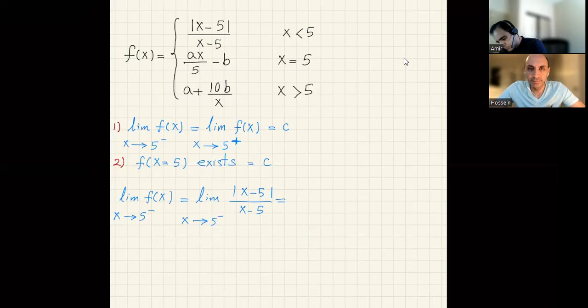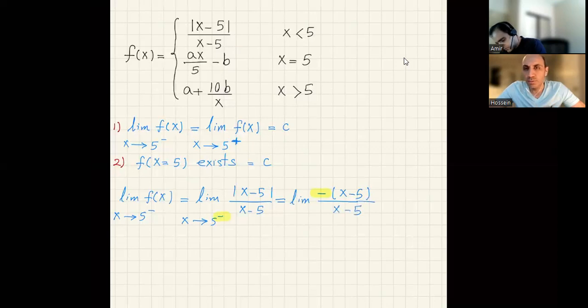So, as I said, since it is from the left side, we have a negative value here. It's going to be negative of x minus 5, so instead of the absolute sign, we have the parentheses, divided by x minus 5.